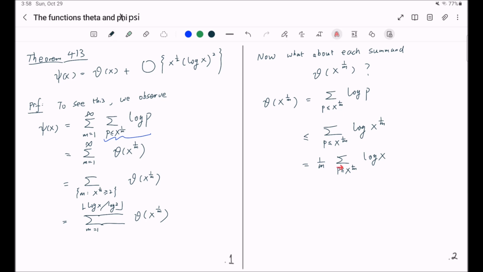And now we're going to further majorize this. So here we are counting all primes less than or equal to x to 1 over m. Now let's not only count primes, but count all the integers less than or equal to x to 1 over m. Now what do we get? We get an upper bound 1 over m times x to 1 over m times log of x. So this is really a trivial upper bound. We are ignoring the fact that we are only summing over primes.